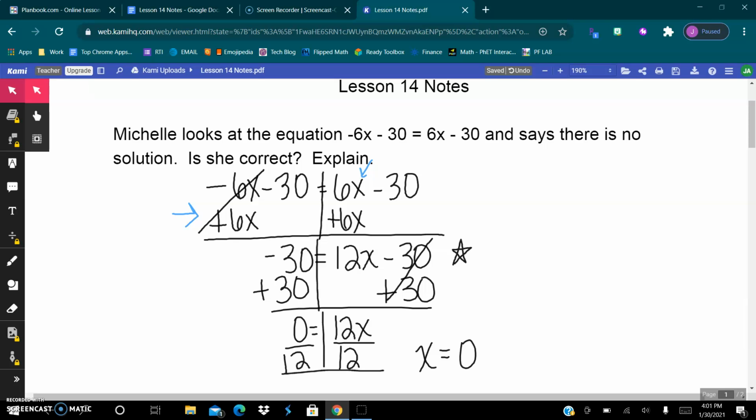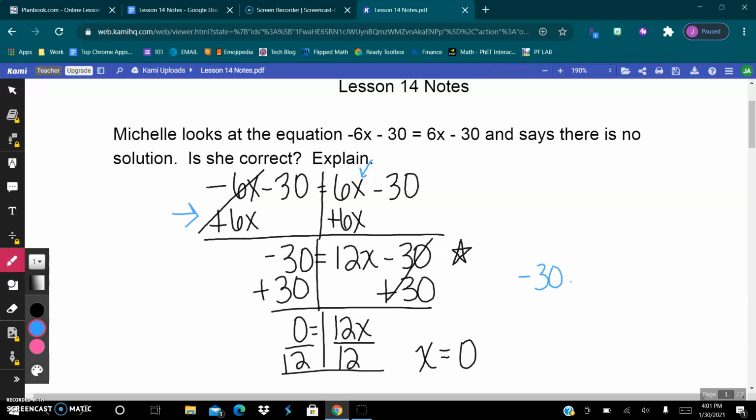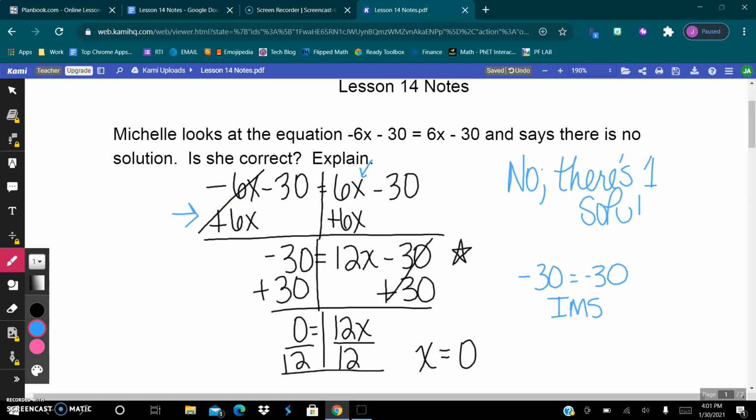If those would have canceled out, we would have had negative 30 equals negative 30 on both sides. And remember, if it's the same number, that's infinitely many solutions. So that means it has more than one solution. So this particular one still wouldn't have been a no solution. So the question asked, is she correct? No, there's one solution. And our explanation is here shown in the work.